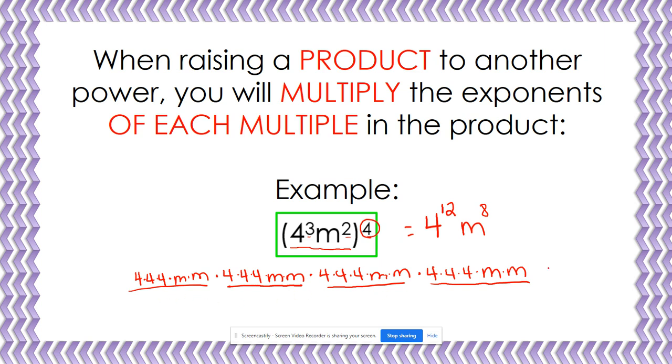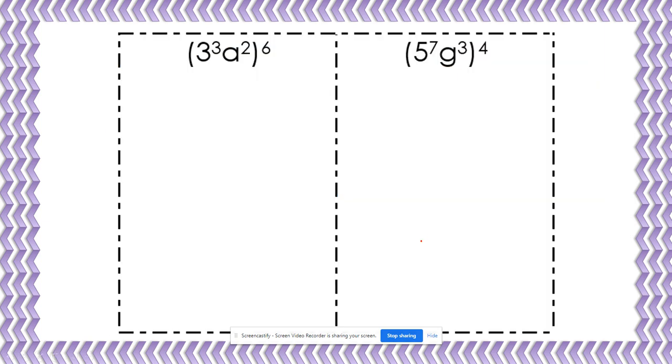Now I can write it out like this every time, or I can use my rule. And for each term in here, I'm going to use the power to a power rule. So for 4 to the 3rd raised to the 4th, I would do this 3 times this 4, and I would get the 12th power. For m to the 2nd raised to the 4th, I would do this 2 times this 4, and I would get m to the 8th. So whichever way I do it, I'm still going to get 4 to the 12th, m to the 8th. So let's look at some examples of this.